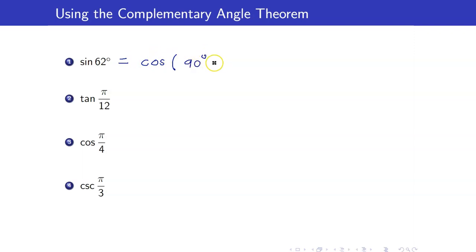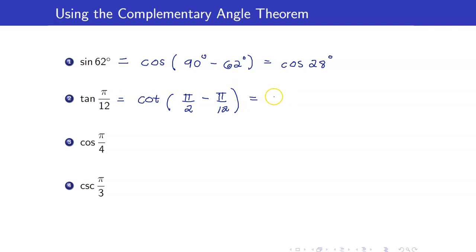And then what angle will we put here? The complement of 62. So therefore, this is cosine of 28 degrees. What about for tangent? What is the cofunction of tangent? The cofunction is cotangent. And then what angle do we write here? Since this is in radians, 90 degrees in radians is pi over 2 minus pi over 12. So this is cotangent of, I will write this as 6 pi over 12 minus pi over 12. So therefore, this is cotangent of 5 pi over 12.